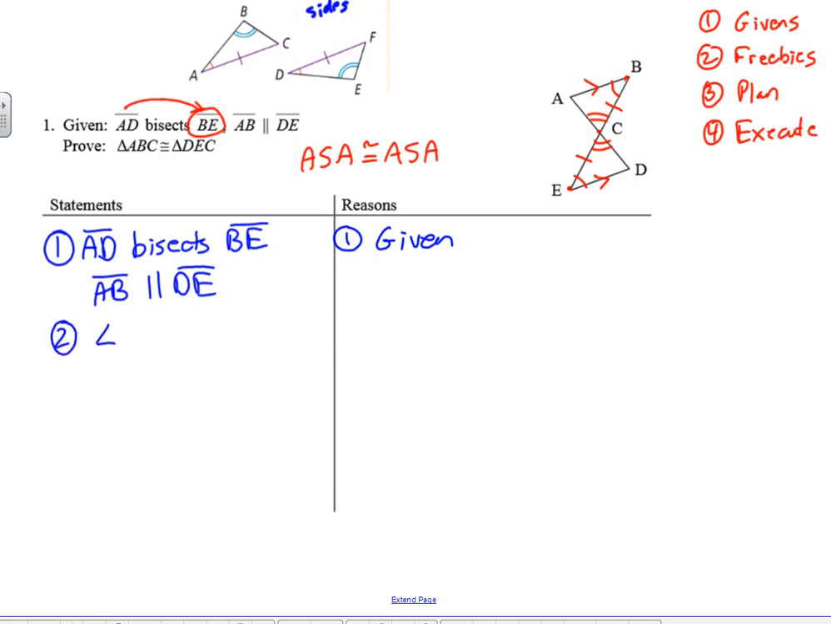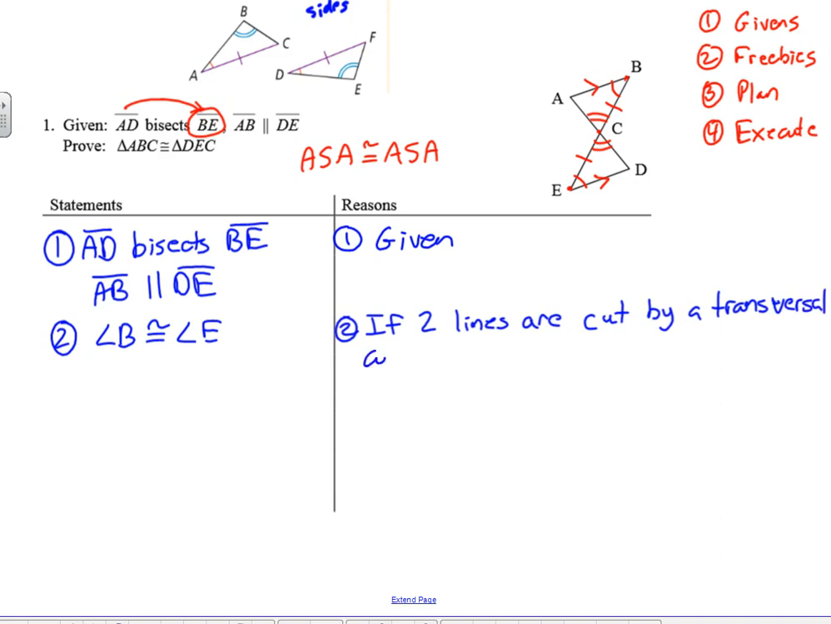Let's start with saying angle B is congruent to angle E, and angle B and angle E are alternate interior angles. So it's if two lines are cut by a transversal and parallel, then alternate interior angles are congruent.